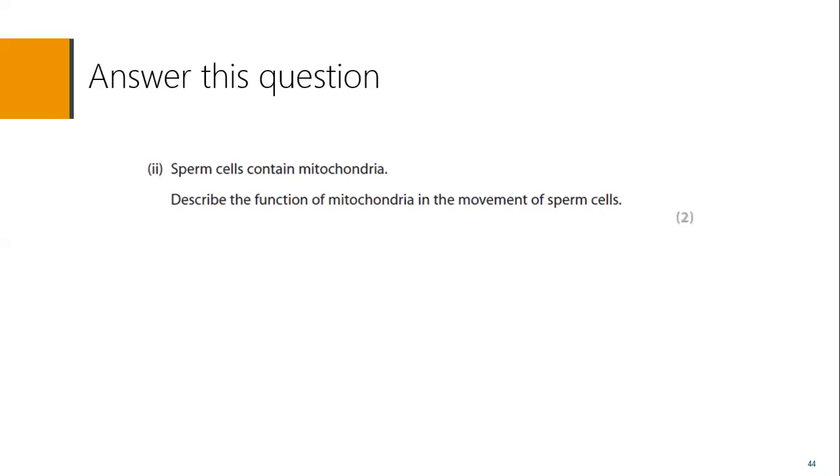So if we look at this question, describe the function of mitochondria in the movement of sperm cells. And it is a 2-mark question.